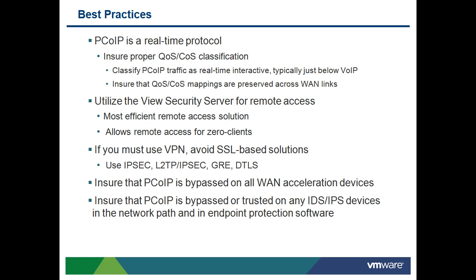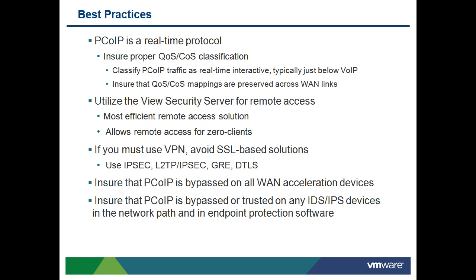If you can't use the security server and you have to use VPN, avoid SSL-based solutions. So don't use the SSL mode of the VPN if it supports other modes. You want to use IPsec, L2TP, IPsec, really the same thing, GRE, DTLS, or there are a few other implementations that will allow UDP tunneling and not UDP encapsulation. When you encapsulate UDP packets in TCP and have them travel a TCP SSL-based VPN, you lose all those benefits of being a UDP-based protocol that I spoke about earlier, and you're subject to the conditions of the network. So if there's any loss or any dropped packets, the end-user experience degrades significantly and very quickly.